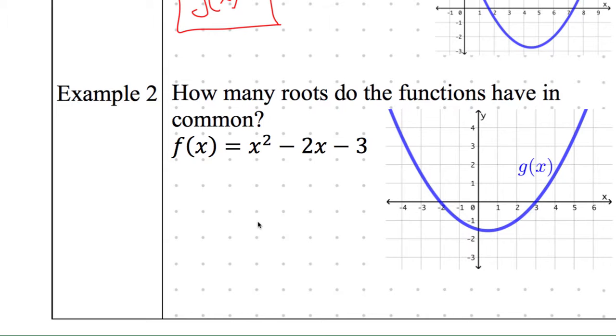All right, example number 2. How many roots do the functions have in common? Ooh, roots. Chewy defined that for us earlier. We know what roots are, because Chewy's a master in it. So in order to find roots, I need to turn this into factored form. Does anyone know how to factor this thing?